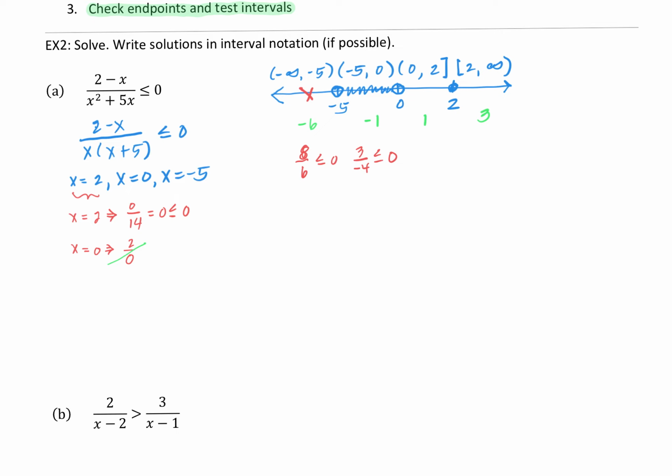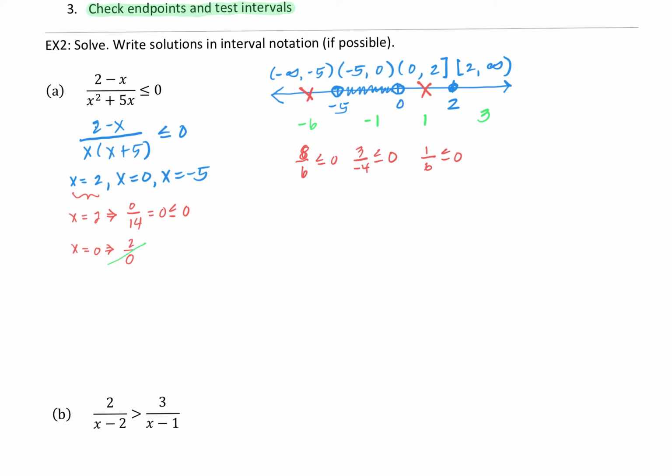Let's see, what about 1? If I put in 1, 2 minus 1 is 1, over 1 plus 5 is 6. Is that less than or equal to 0? And the answer is no. Can't use anything from 0 to 2.